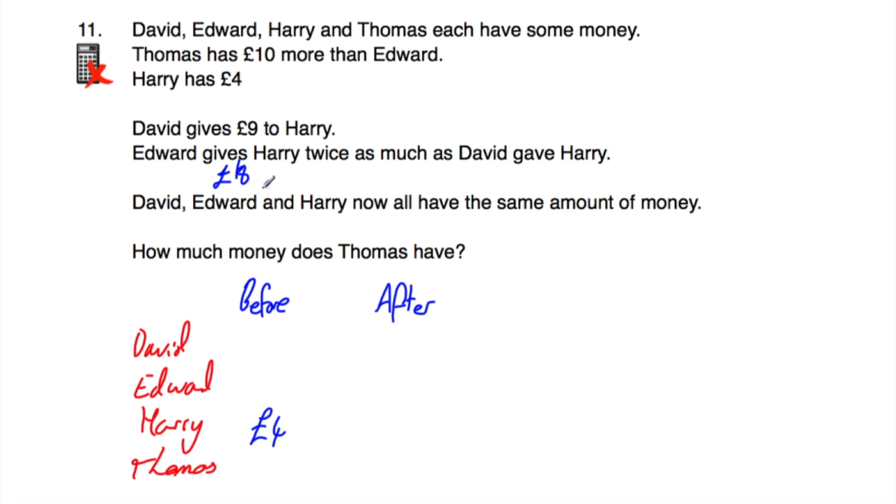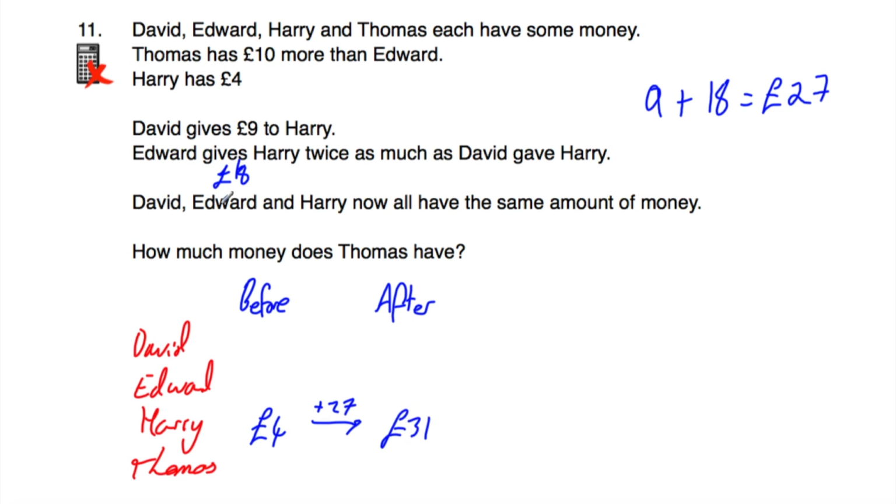Okay, now let's figure out how much money Harry has, because we know that David gives him £9 and Edward gives him £18. So altogether he's given 9 plus 18, which is equal to £27. Now he had £4 to begin with. He's been given £27, so 4 plus 27 is equal to £31. So that means that Harry has now got £31.